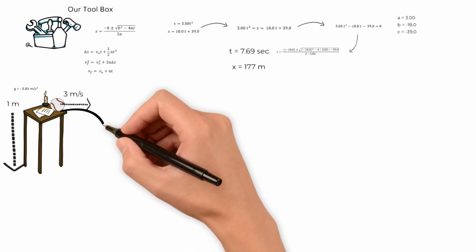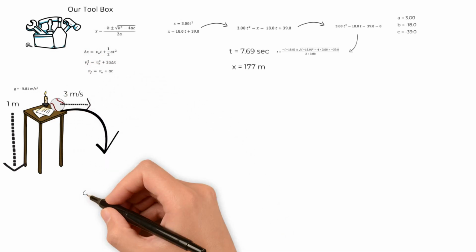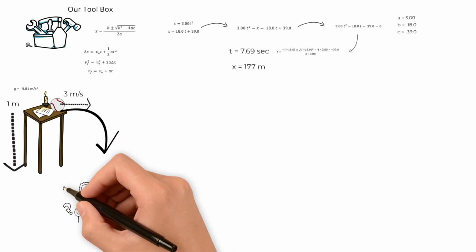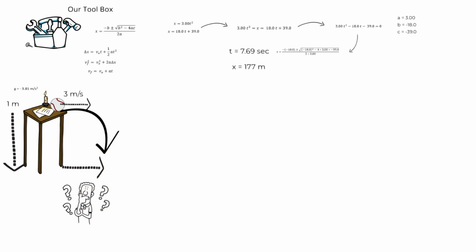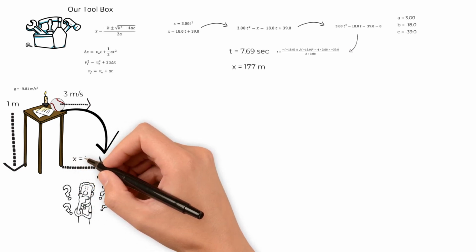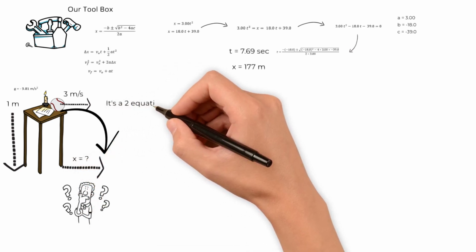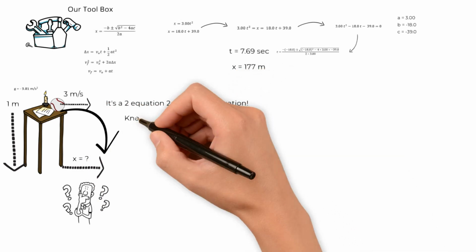Now we do know we have an acceleration due to gravity, and we know the ball is going to fall something like this, but we want to know how far away from the table the baseball is going to land. And we want to have that answer. Well, guess what? It's a two equation, two unknown situation.